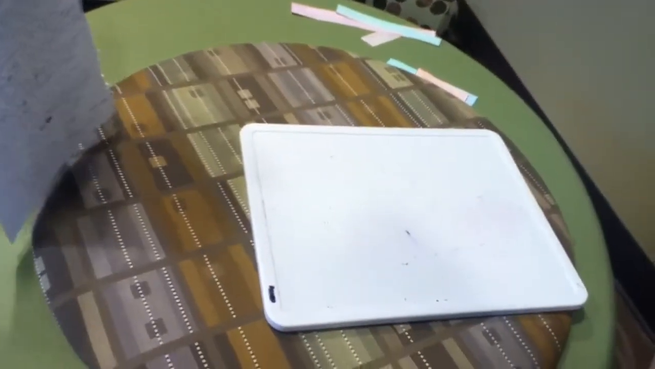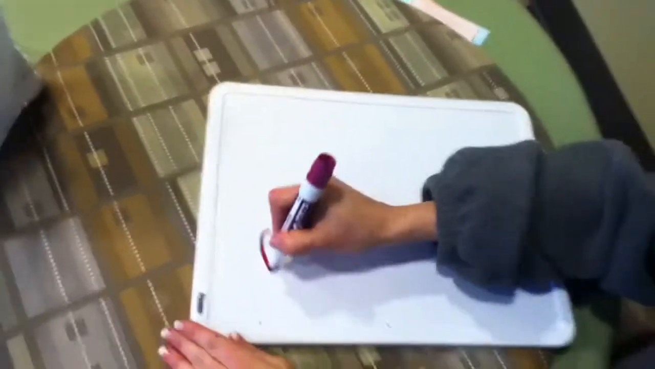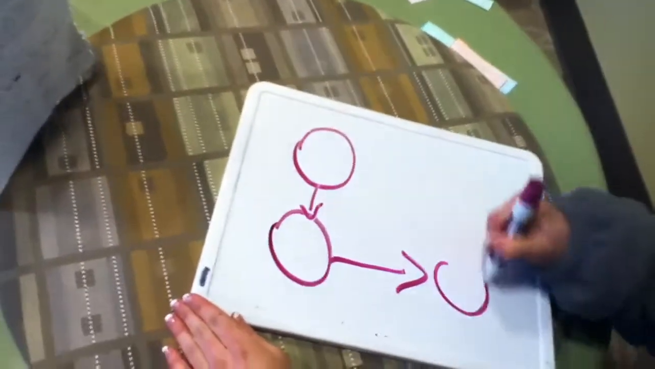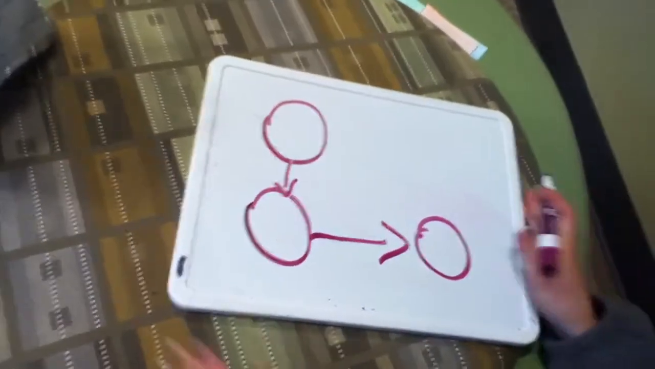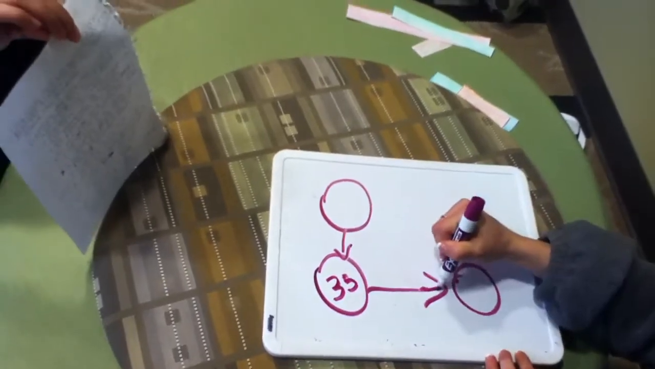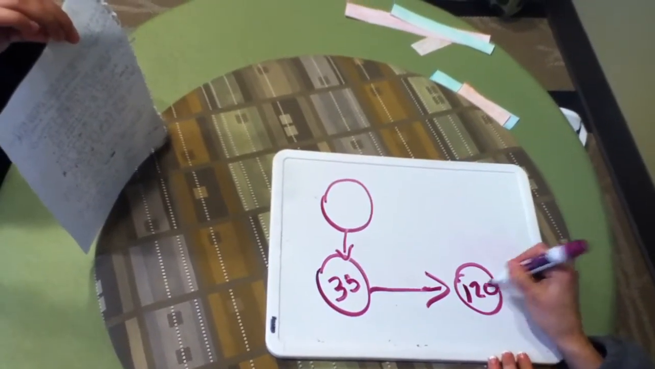Now, for the second problem, it states, Sydney had a collection of 35 baseball cards. Cody gave her more. Now Sydney has 120 baseball cards. How many cards did Cody give her? Well, we know that Sydney starts out with a number. That goes right here. That's 35. And we know that she ended up with 120.